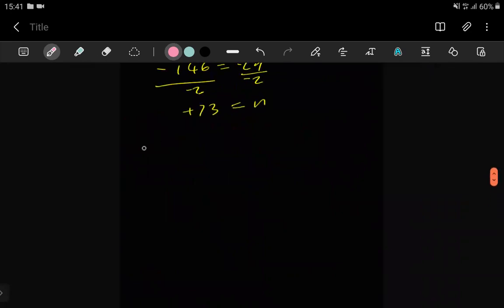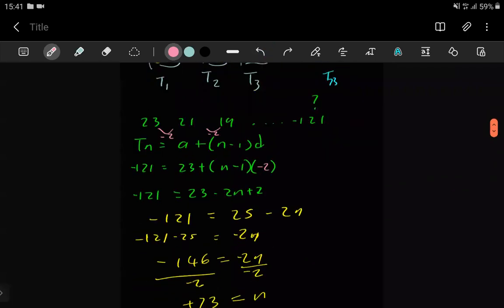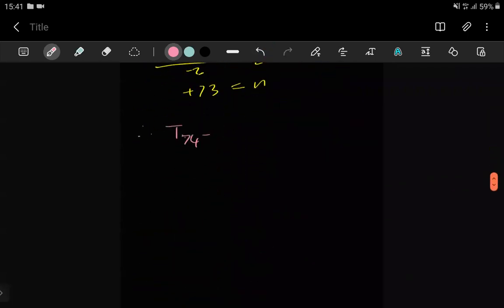So here you can then say, therefore, T74 minus T73 is equal to negative 121. This will be good enough as your final answer.